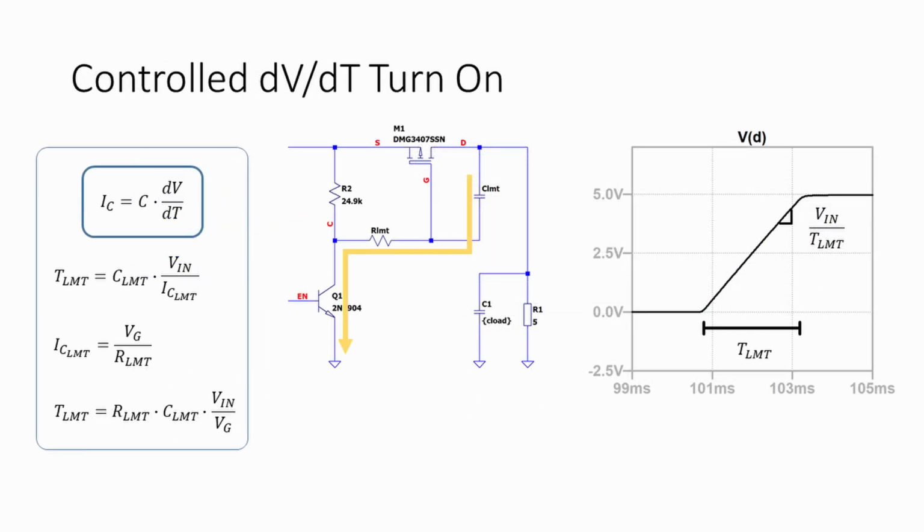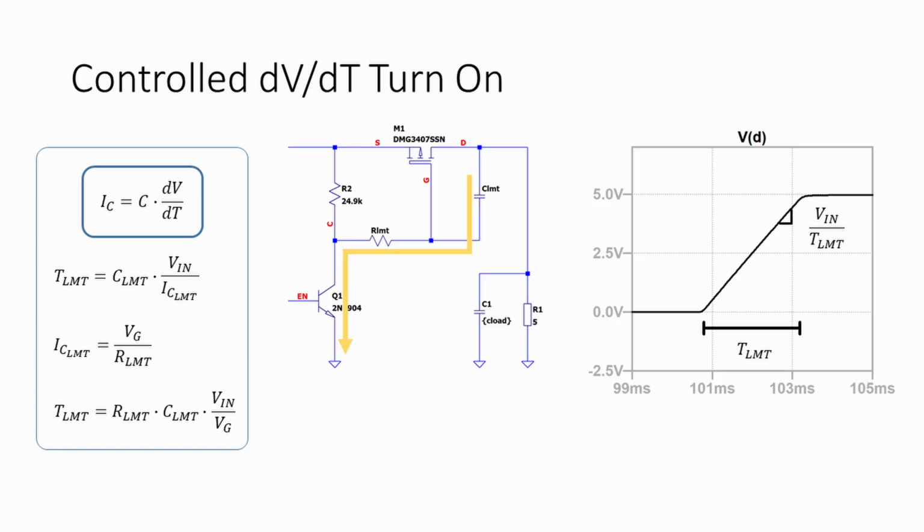So here's the technique to limit inrush. C limit is added between the gate and drain, and R limit is added between the gate and the collector of the enable switch. As the switch starts to turn on, the drain voltage, or the output, starts to rise. The gate voltage during this transition is nearly constant, and as drain voltage changes from 0 to 5 volts, C limit has to charge up, and the only available current path is through R limit.